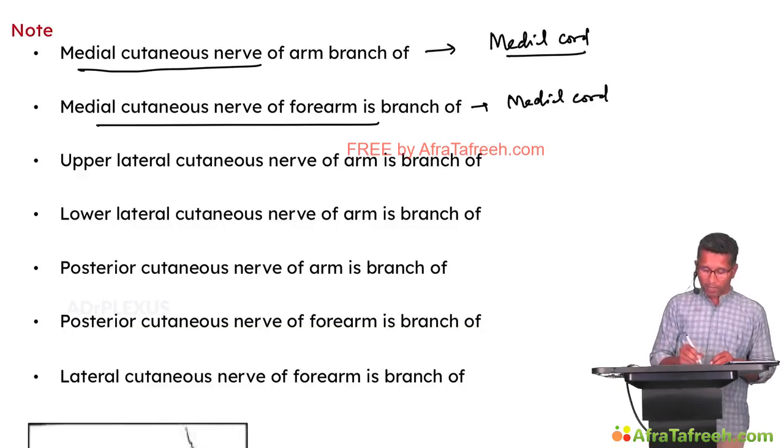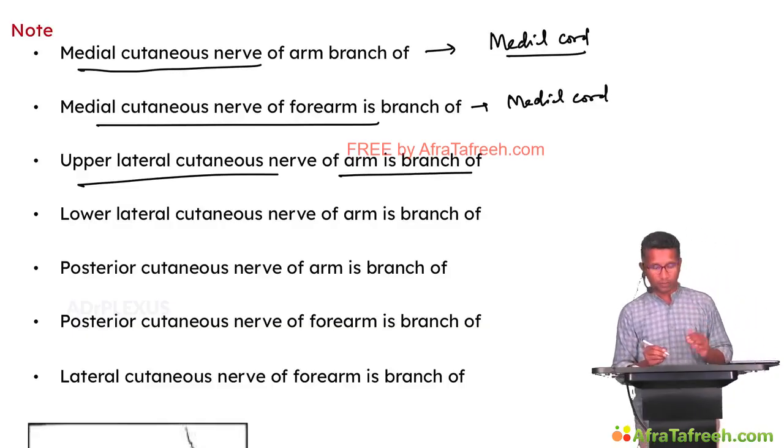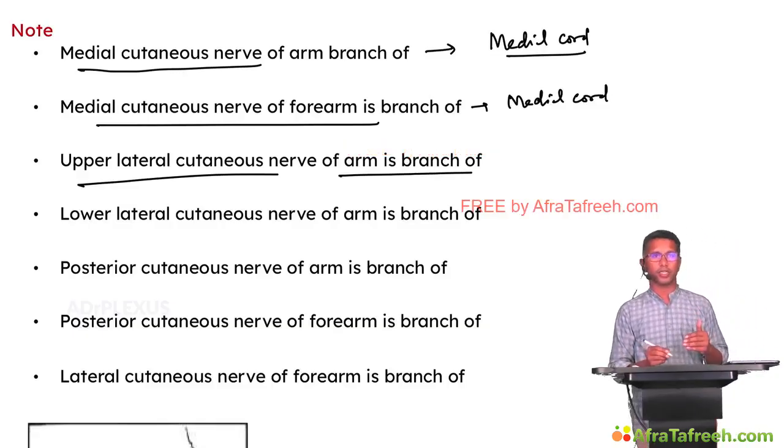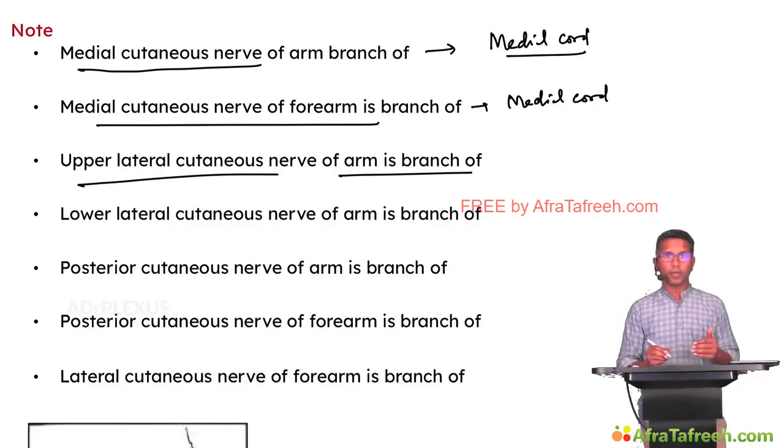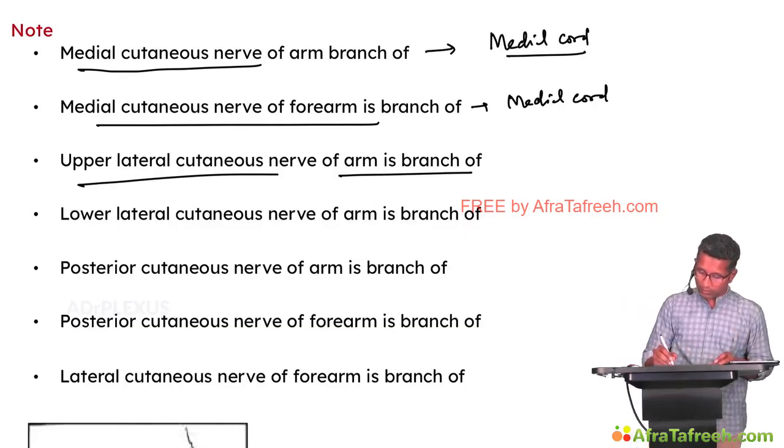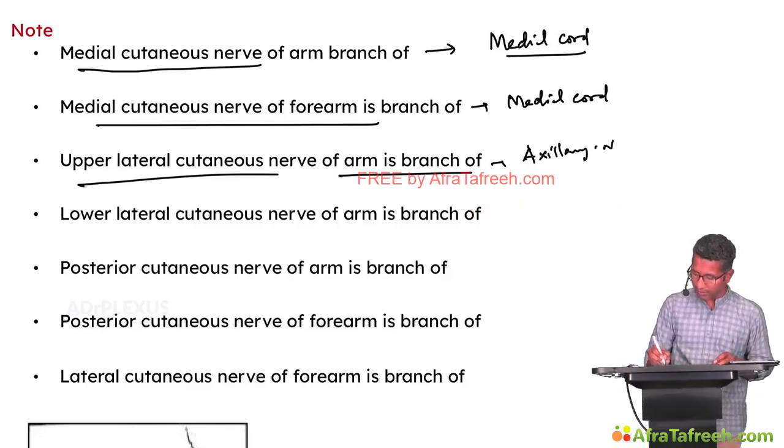Upper lateral cutaneous nerve of the arm is a branch of? We haven't discussed this; we'll discuss that in detail in a short while. Upper lateral cutaneous nerve of the arm is a branch of axillary nerve, guys. Lower lateral cutaneous nerve of the arm is a branch of radial nerve.